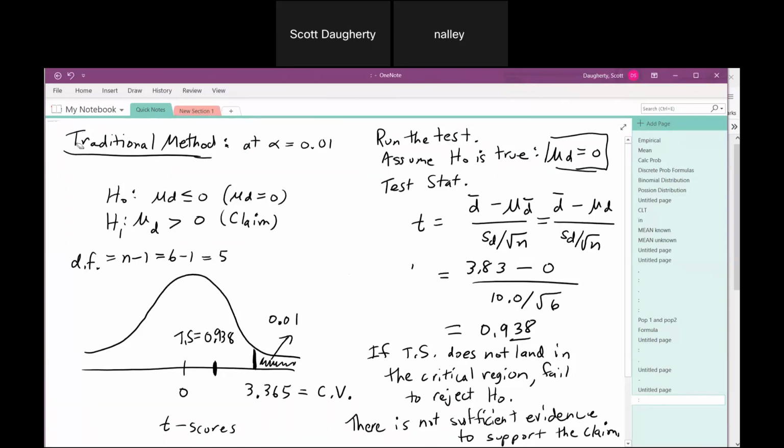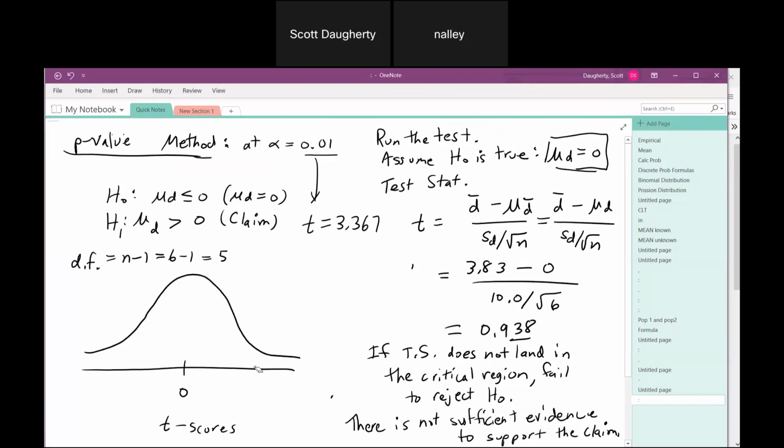So remember, when you do the p-value method, don't find the critical values first. Again, we're still testing at 0.01. That's the same thing, the significance level. But when you do the traditional method, you find the critical value. With the p-value method, you don't bother finding the t-score that goes with this, which happened to be 3.36 something, whatever it was. You don't find that critical value. You don't find that boundary.